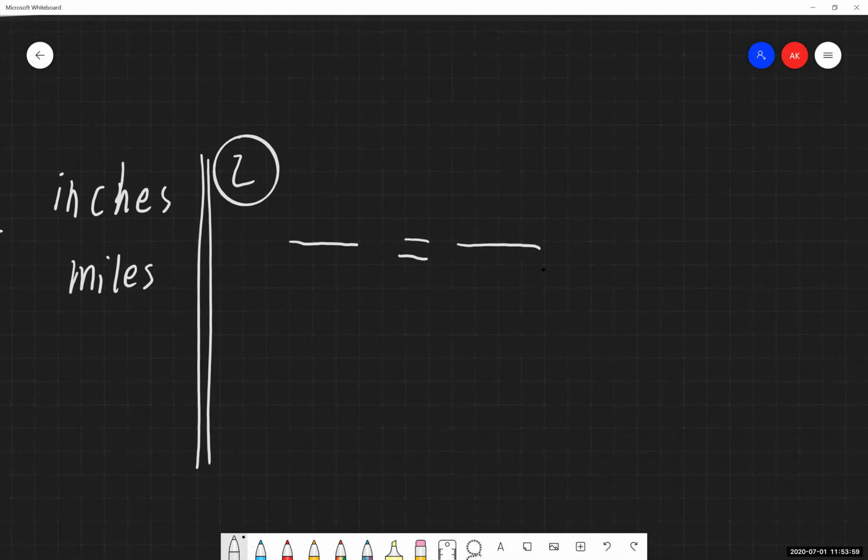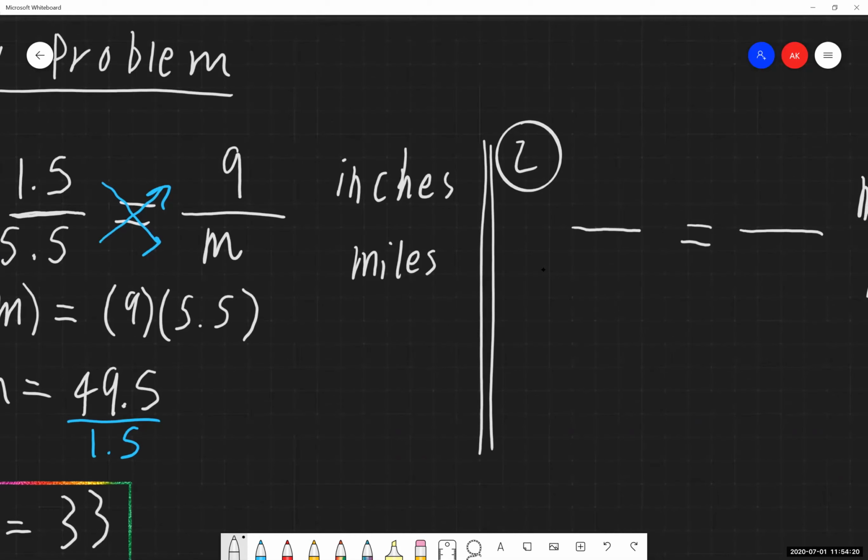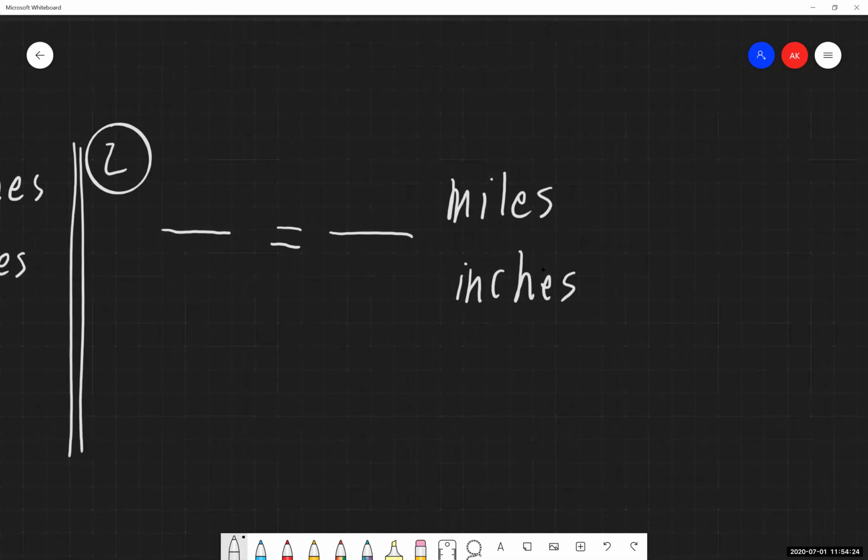Label which unit is going in which spot. For the sake of showing it, I'm going to reverse where the units are for this example. It doesn't matter if you want to keep yours the exact same. I just want to show this as you can reverse these things and it will work all the same. So if you want to stay consistent, like we did in the first example, inches on top, miles down below, go for it. You're more than welcome to do so. Nothing wrong with that.